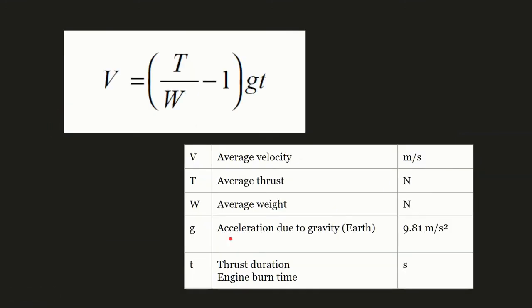Write this down. It's also useful to keep this in mind. V stands for average velocity, measured in meters per second. T is your average thrust, measured in newtons. Weight is your average weight, also measured in newtons because it's a force. Be careful not to use the kilograms. You've got to convert it to a weight. And g is your acceleration due to Earth's gravity, and we're going to use the value 9.81 meters per second squared for all of our calculations. And then t, the lowercase t, is your thrust duration, or another way to say that is the engine burn time. That's going to be in seconds.